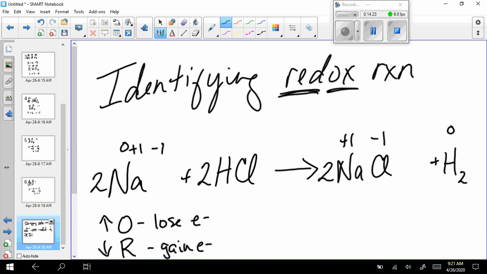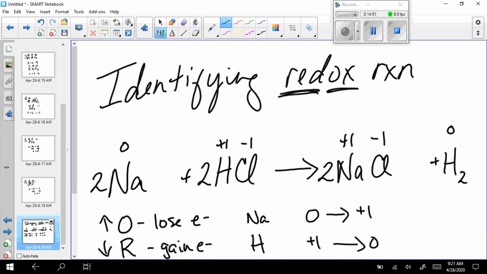Oh, I don't know how these moved. These belong over here. Sometimes my little stylus moves. There we go. Okay, so we look at everybody and we see that Na is going from a 0 to a +1. So that means it was oxidized. And H is going from a +1 down to a 0. So I'm going to put a big yes. This is a redox reaction because one thing went up and one thing went down.